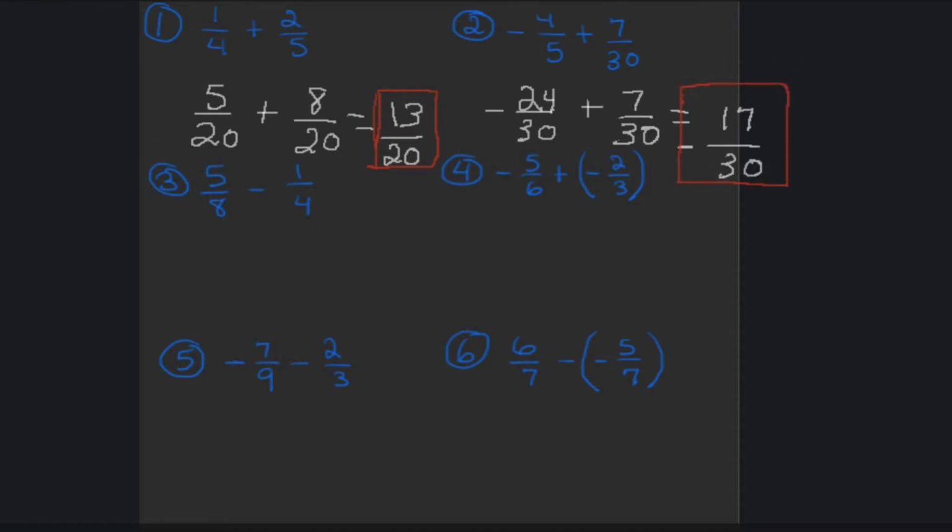Okay, so what about number 3? Before we subtract the fractions, we have to have a common denominator, which is 8. So we have 5/8 here. And then we multiply 4 by 2 to get 8. That means we also have to multiply by 2 in the numerator as well. So that's 2. So this is equal to 3/8.